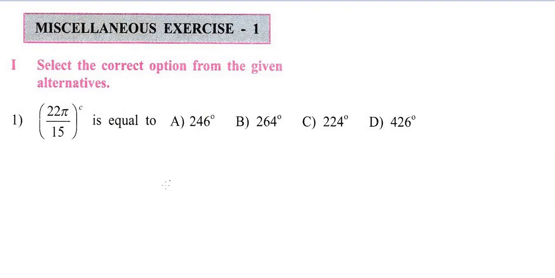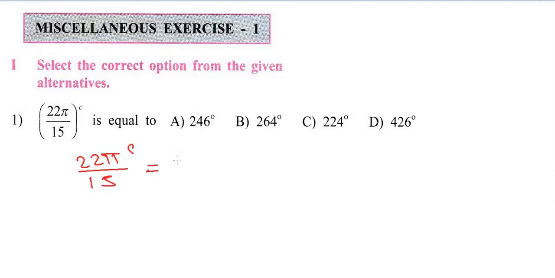Miscellaneous exercise 1, sub question 1. Select the correct option from the given alternatives. First MCQ: 22 pi by 15 radian is equal to. Now in order to convert radian to degree, we have to multiply it by 180 by pi.